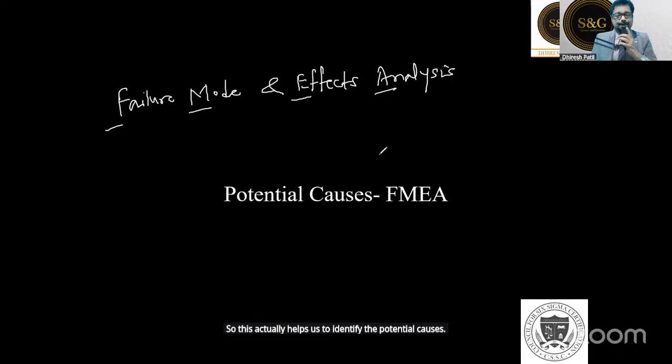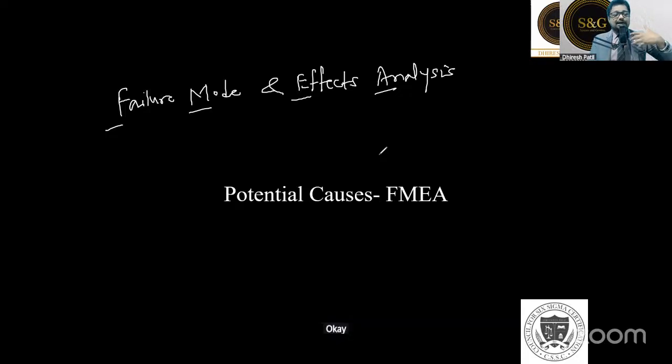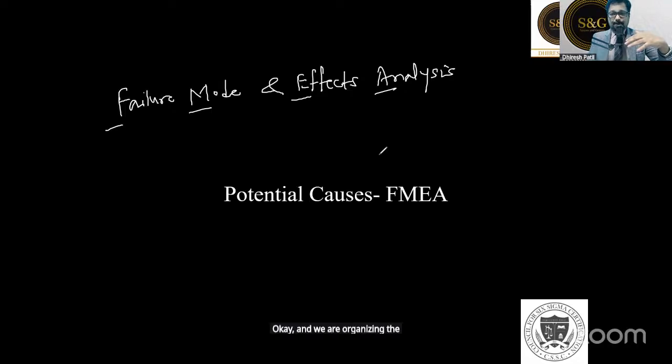For example, as I said, if I want to arrange a training program, let's say a training program on theory of constraints. Okay, and it is a physical program where we have invited external faculty. Okay, and we are organizing the training program. Now we can identify what can go wrong in that training program. I'll give you an example. What can go wrong? Meaning, let's say the faculty reaching late to the program. Let's say the faculty is coming from another city.